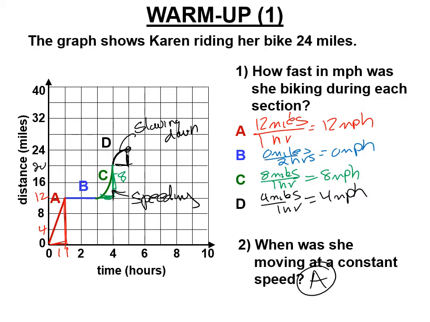And notice she went a total of 24 miles in 5 hours, right? You could actually figure out her average speed, 24 divided by 5, which is a little less than 5 miles per hour.